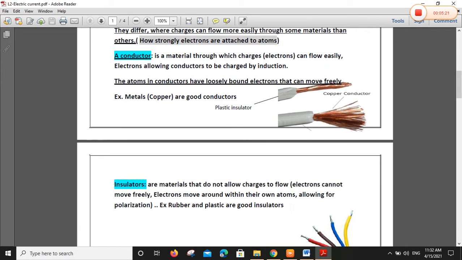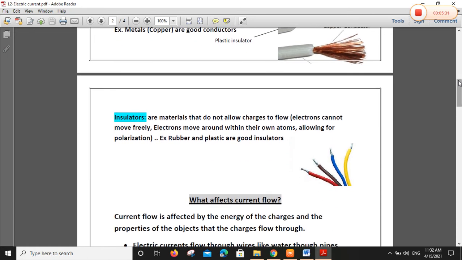Look at copper in cables, a copper conductor surrounded by plastic insulator or rubber insulator. Look at the meaning of insulator. Material that does not allow charges to flow. Why? Because electrons cannot move freely. Electrons move around within their own atoms only, without free movement, allowing for polarization.